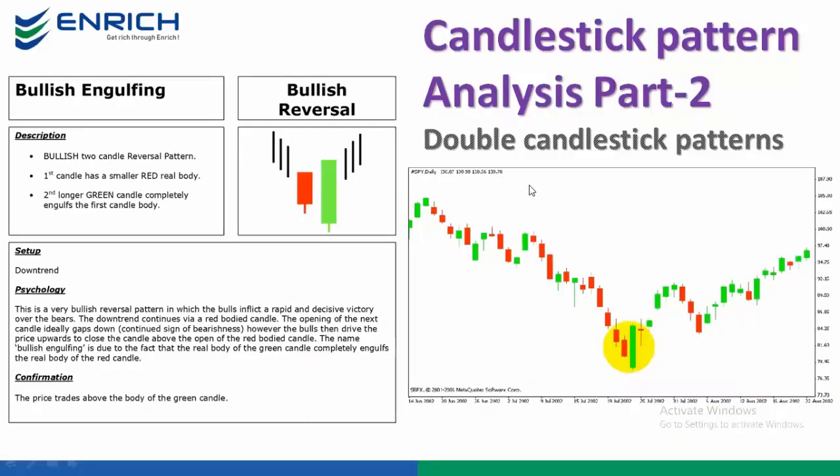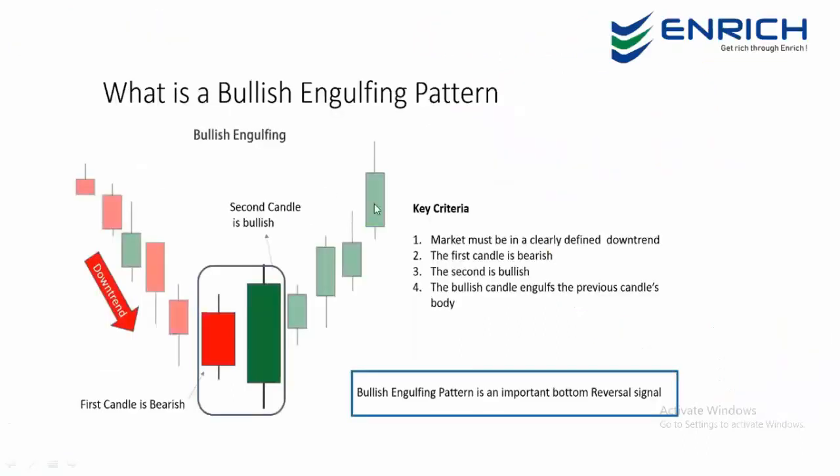Okay, let's check out the engulfing pattern. This needs 2 candlesticks and it's pretty easy to spot, okay? You can see this is the first candle and this is the second candle. So what are the conditions, right? Have a look here.